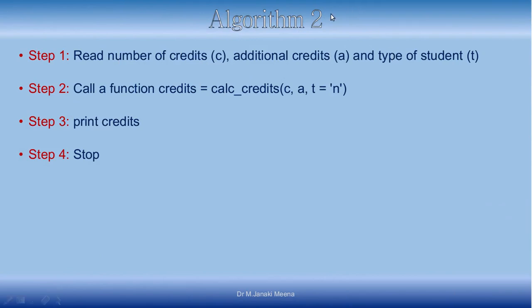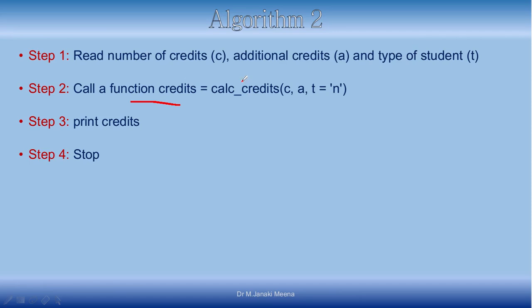So we can write an algorithm for it. Read the number of credits, read the number of additional credits required for honors and the type of the student. And I am going to write a function, and let me call the function calculate credits.